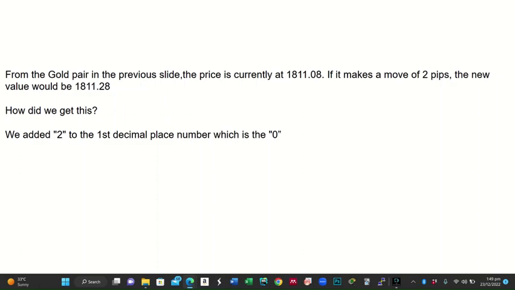Then 1811.08 becomes 1811.28. To make it clear for you, for other pairs like EURUSD, GBPUSD, AUDCAD, CHF, and the likes, most of them have their pip movement start from the fourth decimal place. But for JPY pairs, their pip movement starts from the second decimal place. But for gold, the pip movement starts from the first decimal place. I hope you get it now.